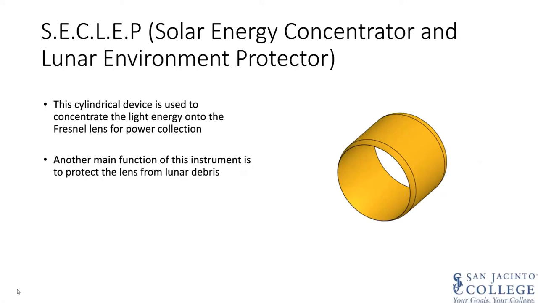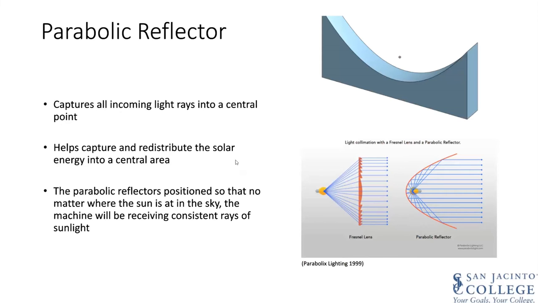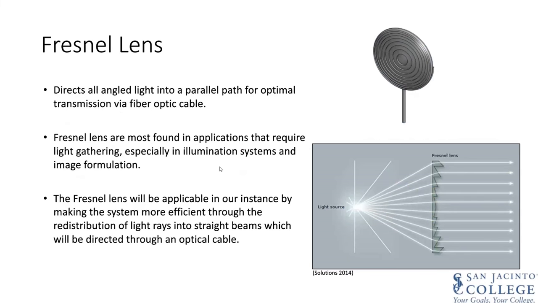The main purpose of this solar energy concentrator is to concentrate the light reflected off the parabolic reflector towards the Fresnel lens that is located at a focal point. This parabolic reflector helps redirect the incoming light rays towards a central focal point where we have the Fresnel lens positioned. I'm going to hand it off to Mark Young.